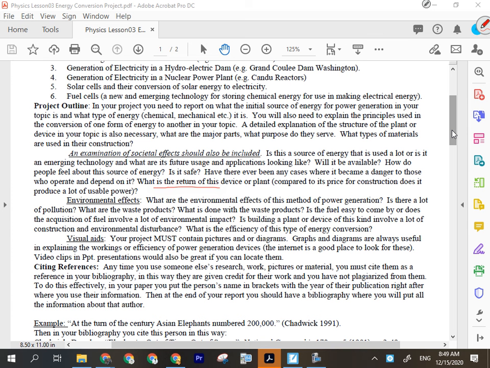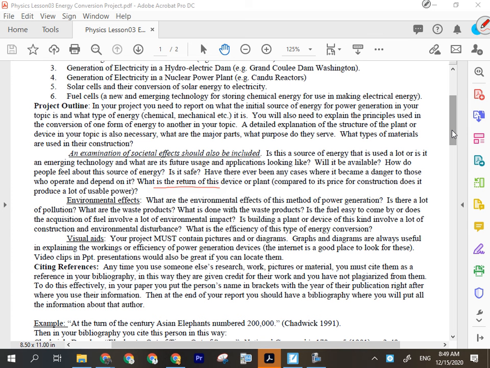Environmental effects. What are the environmental effects of this method of power generation? Is there a lot of pollution? What are the waste products? What's done with the waste products? Is the fuel easy to come by, or does the acquisition of fuel involve a lot of environmental impact? Does building the plant or device of this kind involve a lot of construction and environmental disturbance?